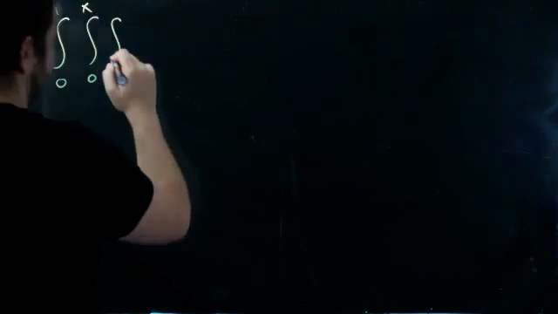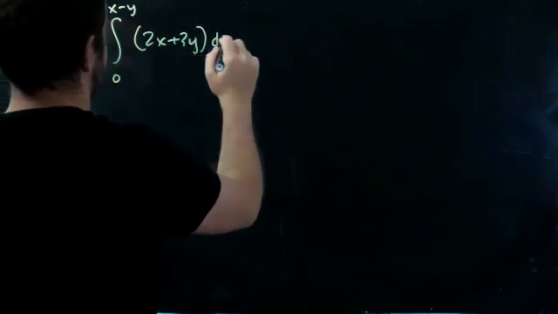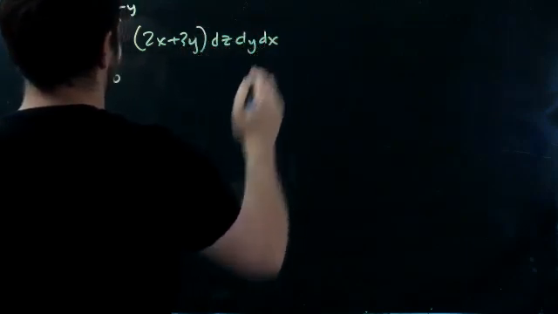Okay, we've got a triple integral from 0 to 1, 0 to x, and 0 to x minus y. Notice they've given you the order dz, dy, dx. So we have 2x plus 3y dz, dy, dx.